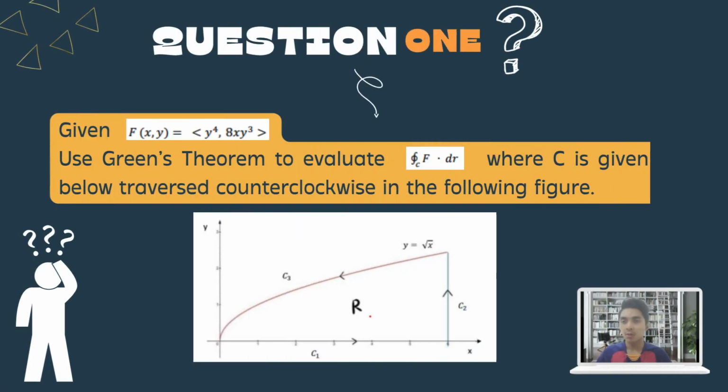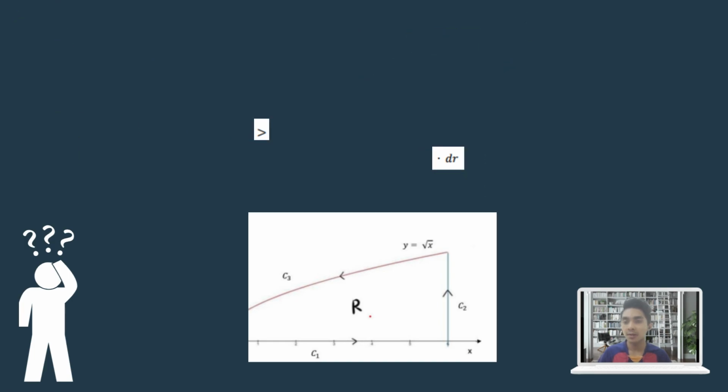For question number 1, given f(x,y) equal to y to the power of 4 plus 8xy cubed. Use Green's theorem to evaluate where C is given below, traversed counterclockwise in the following figure.